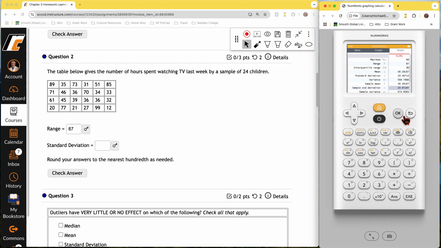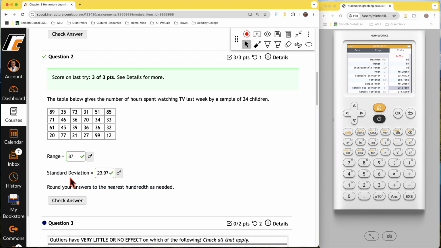If you come over here, you just highlight it, 23.97. Nearest hundredth is 2 decimal places. The 7 stays a 7 because next to it is a 1. So 23.97. Okay. Now, we'll just check it. Yeah, it worked out. Okay. Enter it in. Calculator will do these.